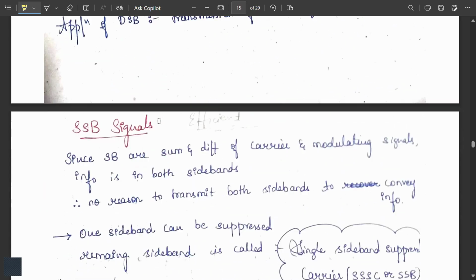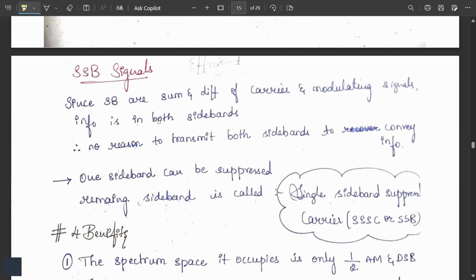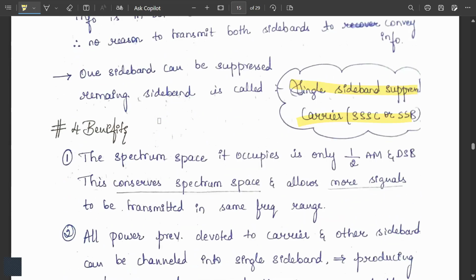Second part is SSB, that is single sideband suppressed carrier. This is the sum or difference of the carrier and the modulating signal. Information is in both the sidebands, so there is no reason to transmit both sidebands to convey information. One sideband can be suppressed. The remaining sideband is called single sideband suppressed carrier. Here one sideband is suppressed, one is there.